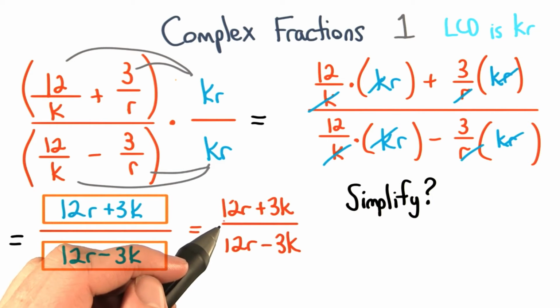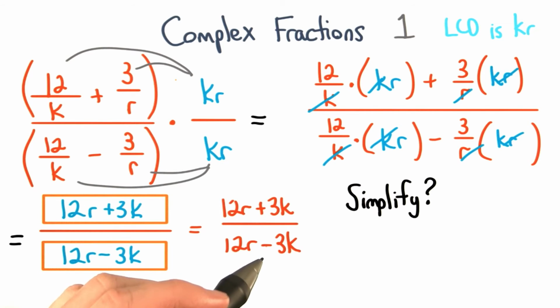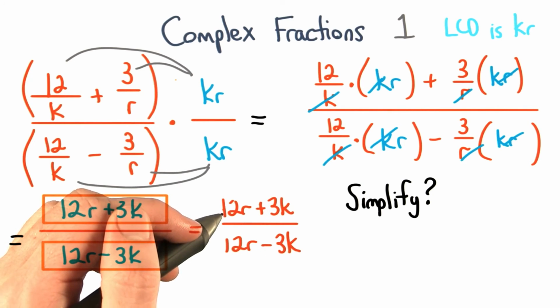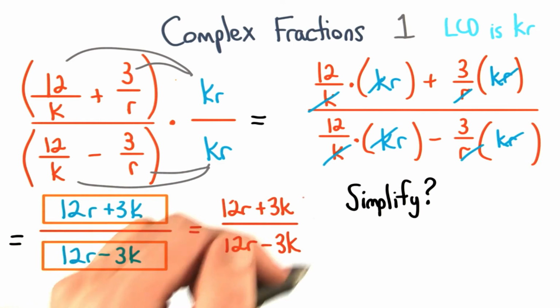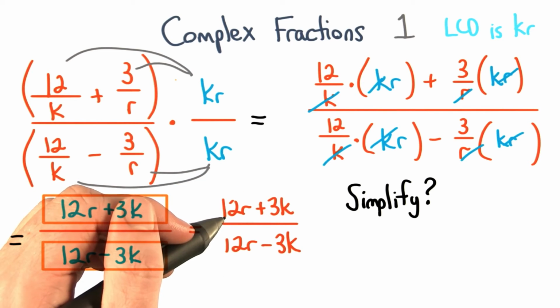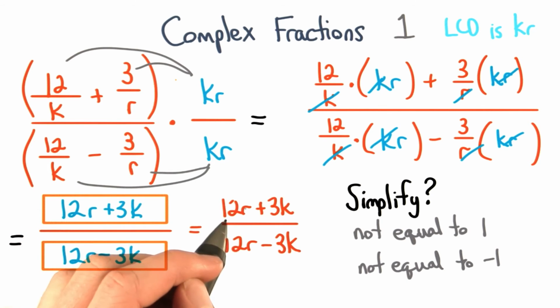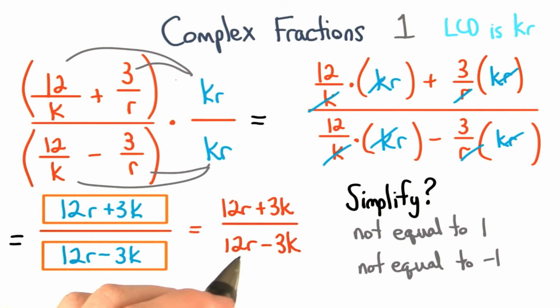We don't want to make the mistake that this fraction equals 1. We have addition here and subtraction here. Also, these are not opposite polynomials, so this fraction doesn't reduce to -1. The coefficient of r is positive 12 here and positive 12 here. But we can see that this term and this term share a common factor of 3. The same is true here.